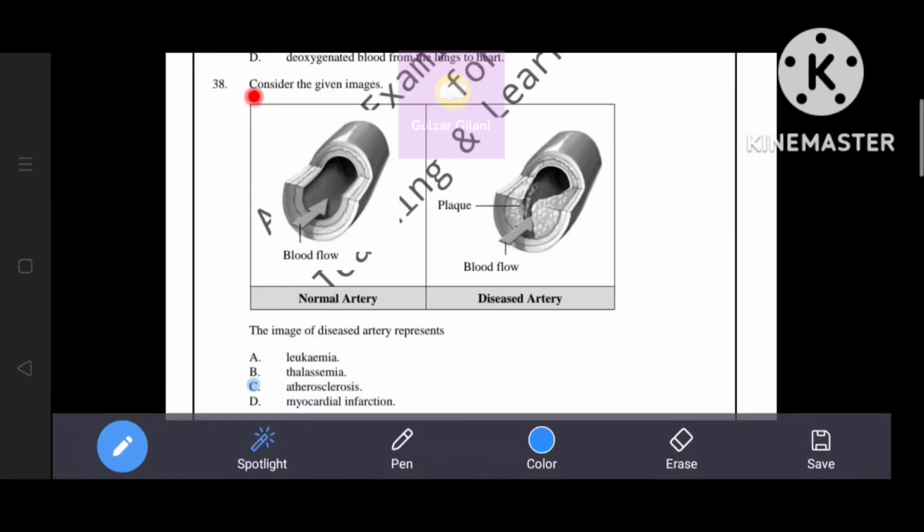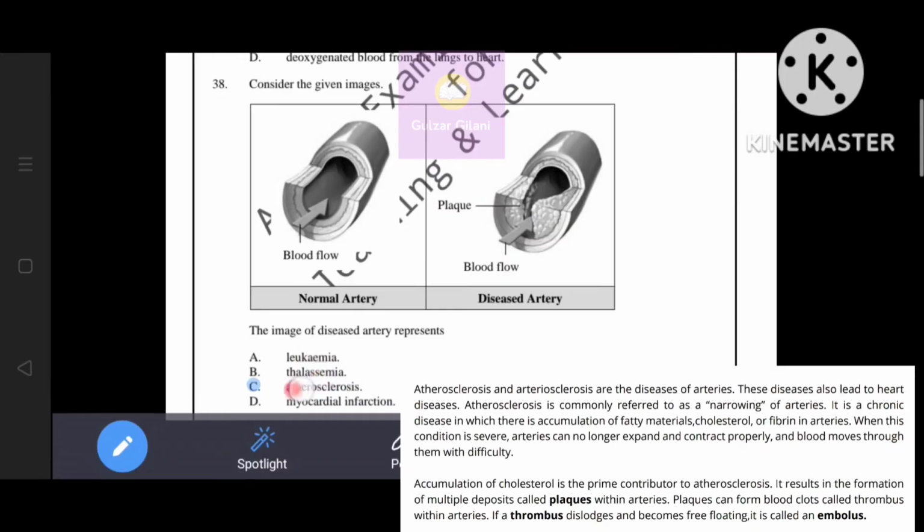Next question. Consider the given images. The image of the diseased artery represents normal artery, diseased artery. Black is visible. Among the given options, the correct answer is option C, that is atherosclerosis, means option C is the correct answer.